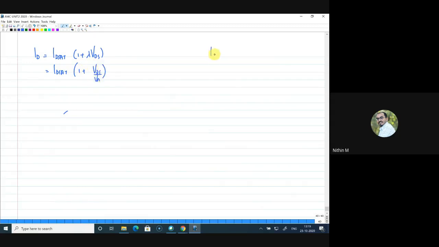Similarly, here, previously we wrote IC as IS into e to the power of VBE by VT. Let me call this IC dash, because this is the current without any base width modulation. Now, the current with base width modulation I can write as IS into e to the power of VBE by VT into 1 plus VCE by VA, or further as IC dash into 1 plus VCE by VA.